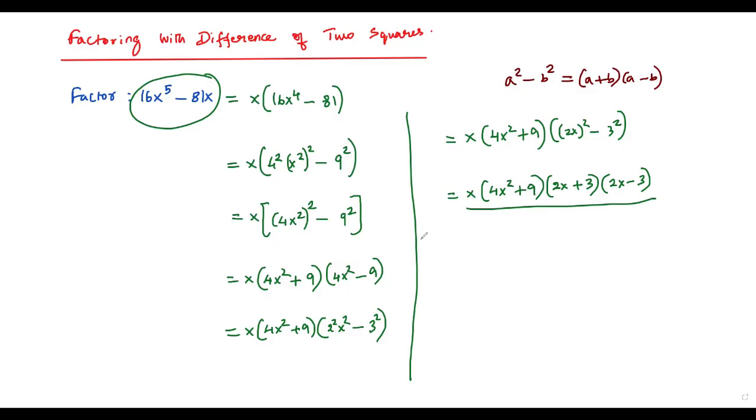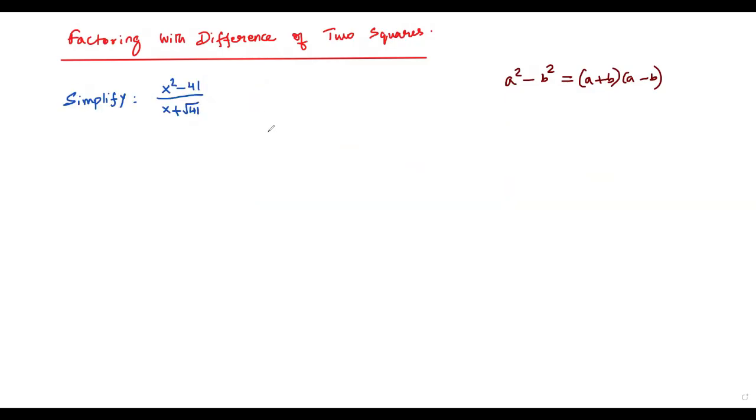Okay, let's look at the next problem. Here we have the next problem. This question is not about factoring, it's about simplification. That is, we have to simplify the expression we have over here. Let's see how this expression can be simplified using the identity we have over here, that is, the difference of two squares in factored form.